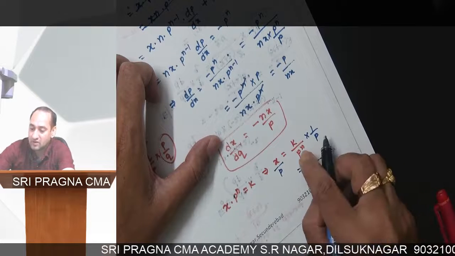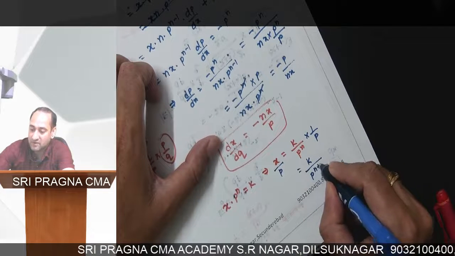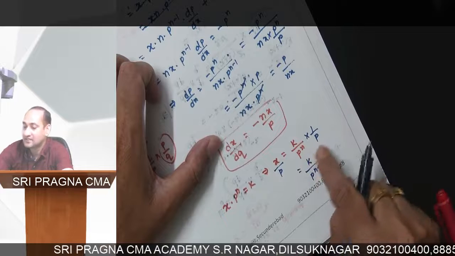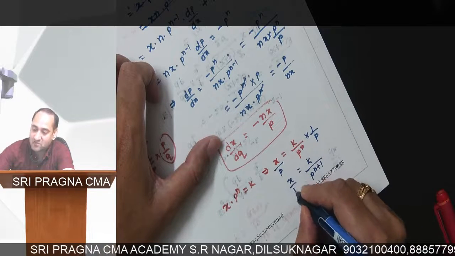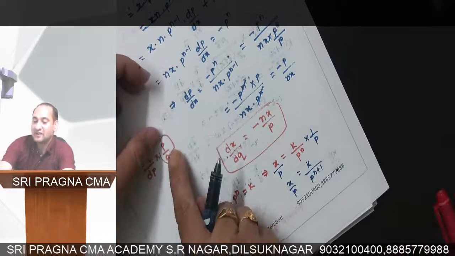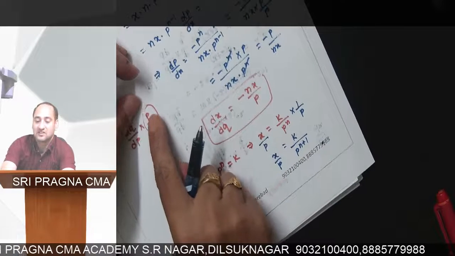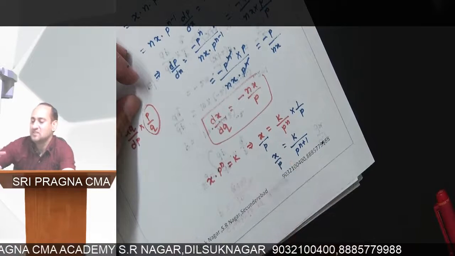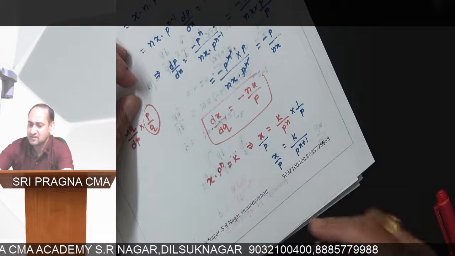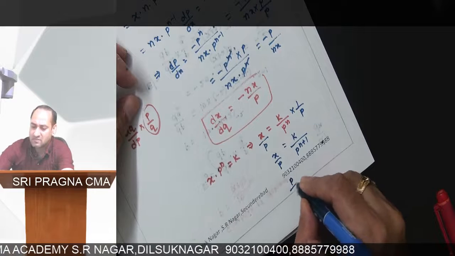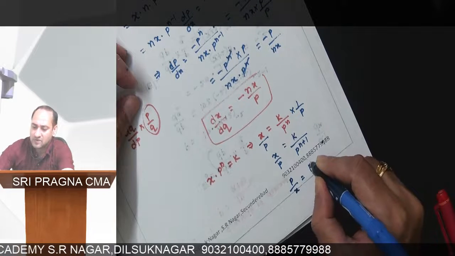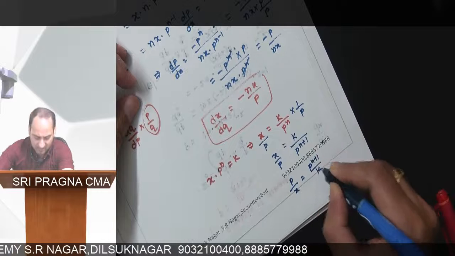p is equal to, can I add p to the power n plus 1? Can I write like this? And here can I write x by p? But what format do I require the answer in? p by q, but it is coming x by p. Just reverse it. So p by x is equal to p to the power n plus 1 by k.